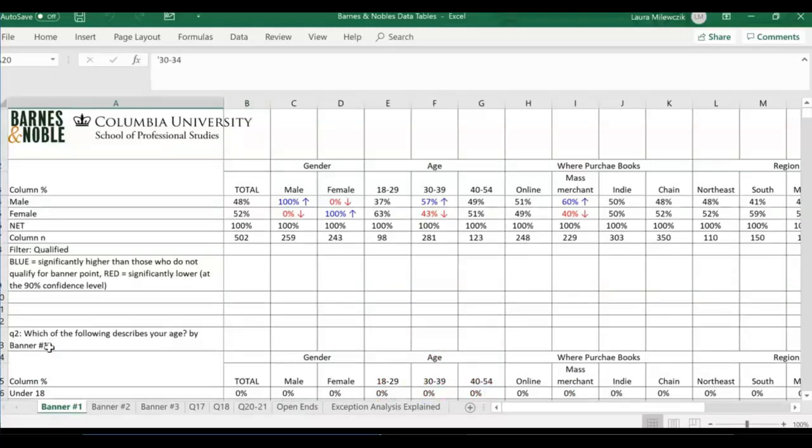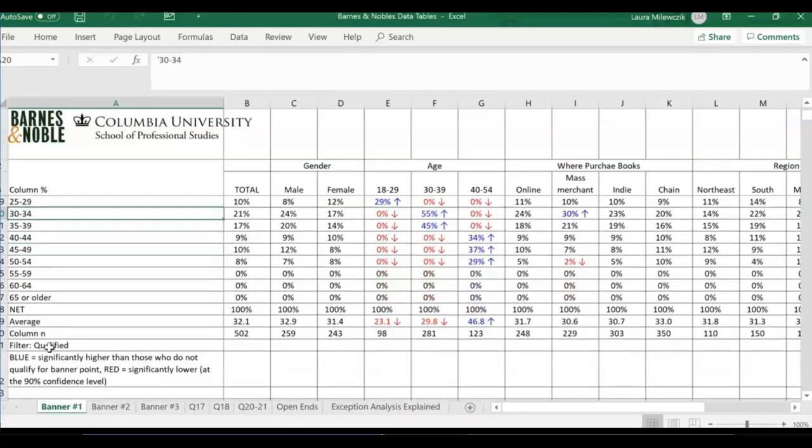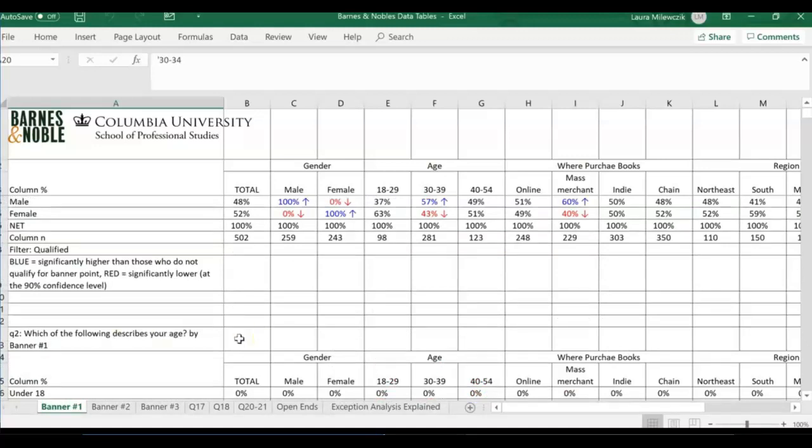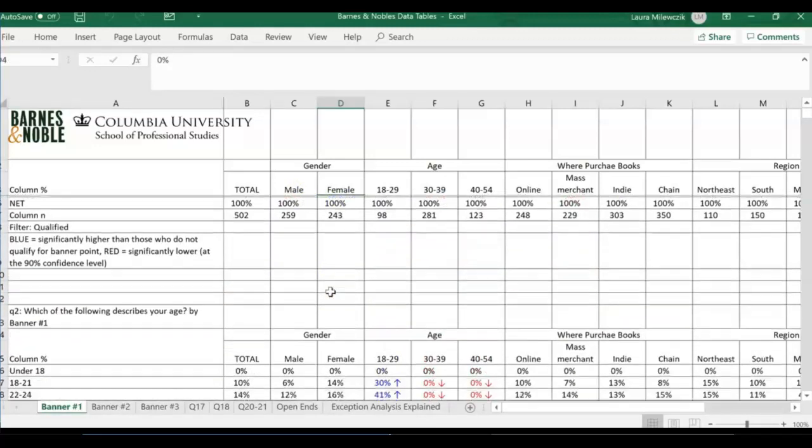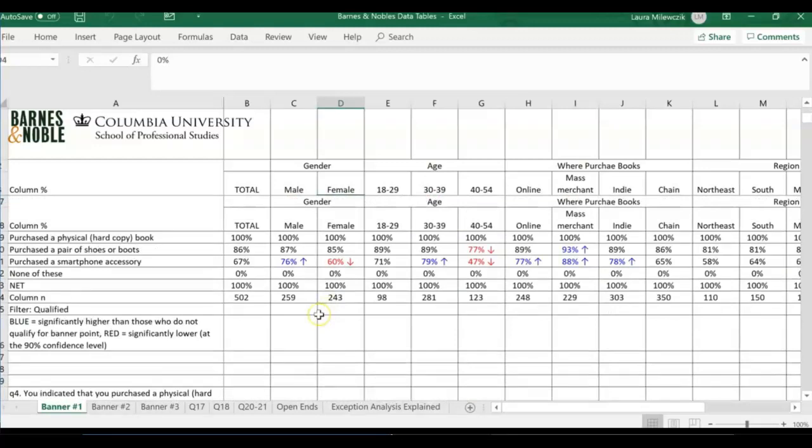The other key concept I want to discuss with you is the percentages here that are highlighted in blue and red. And I want to go to the next question here. So what does the blue highlighting and red highlighting mean? If you remember from our discussion on sampling, we need to find significant and meaningful differences in order to find out if different subgroups answer things differently.